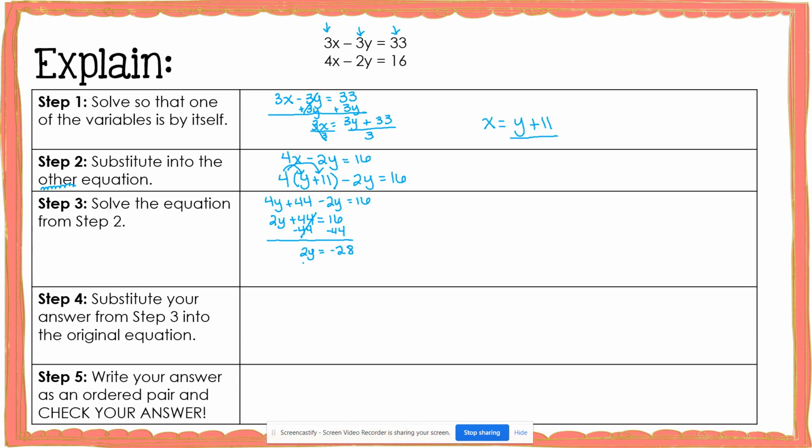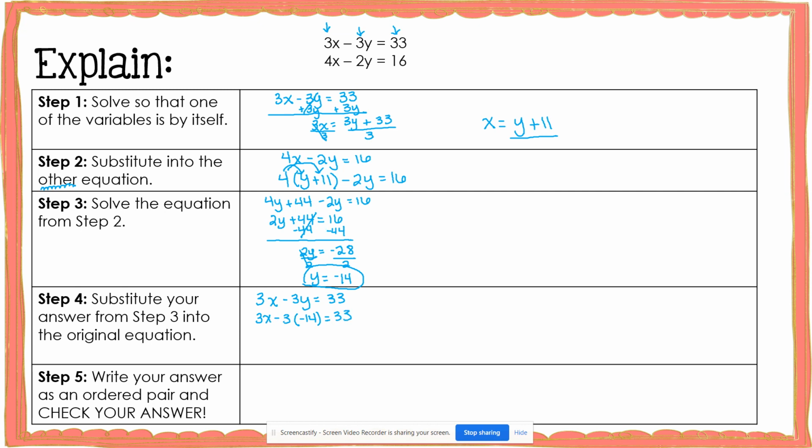Now, y is still not by itself, so we need to divide by 2 on both sides of our equation. These will cancel to leave us with y equals, and negative 28 divided by positive 2 gives us negative 14. So now we know that y is negative 14. Now that we know that, we can plug that back into our original equation. So our original equation said 3x minus 3y equals 33. Well, now we know that y is negative 14. So this is 3x minus 3 times negative 14 equals 33.